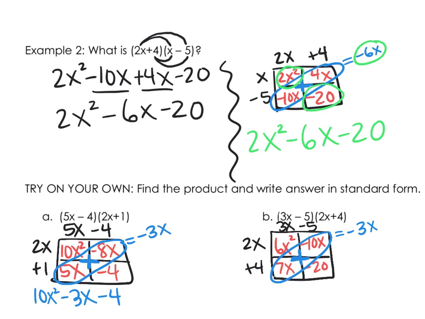So my answer is 6x squared minus 3x minus 20. Again, you can use either one of these methods, but probably I would recommend using the box method, especially when we continue on this unit. It might help you down the road.